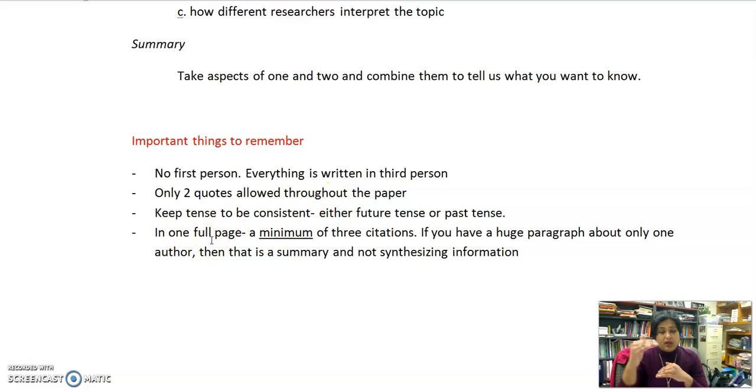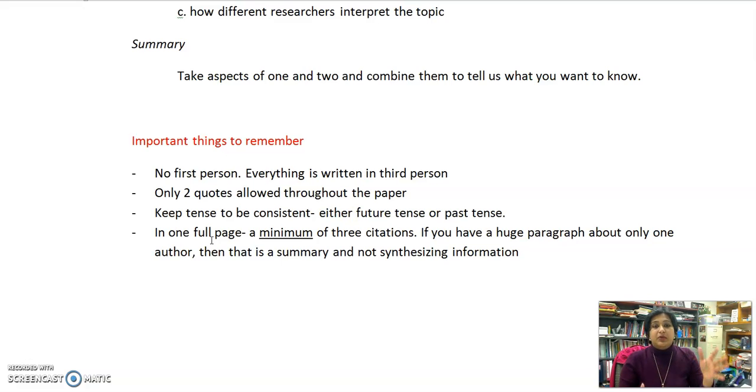So if you have 1 page and you have like a huge paragraph that has only something about one author, then that is actually called a summary. It is not synthesizing. Synthesizing is when in a paragraph it is an idea and you have said what the different researchers are saying about that idea within that paragraph or within those paragraphs. So think of it this way, that if you have 1 page and you have only 1 citation, that means it's a summary. You have to have minimum of 3 citations.